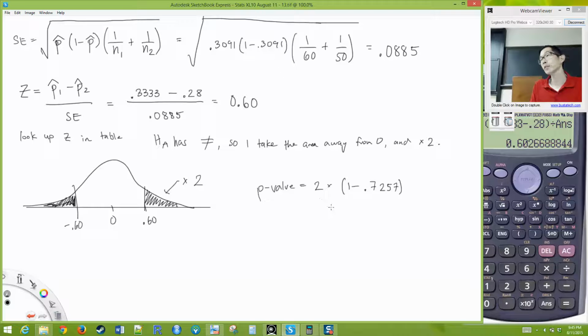Okay, so here's a good thing. Your p-value is an area and it's a probability. So your answer can never be bigger than 1. If you forget to do 1 minus 0.7257 and you just do 2 times 0.7257 or something like that, your number will be bigger than 1, okay? And that means you did something wrong, okay? So your p-value will always be less than 1. So just a common sense check.